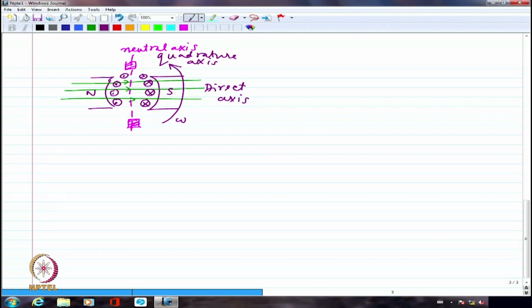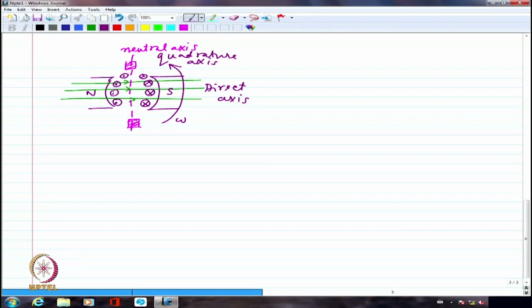Until now, we ignored it. But now, we'll have to consider. So when we are considering that and what kind of reaction it is going to have on the main flux, we call that the armature reaction. So the armature reaction is the reaction of the main field flux to the flux produced by the armature conductors, which are carrying current now, when it is not open circuited anymore.